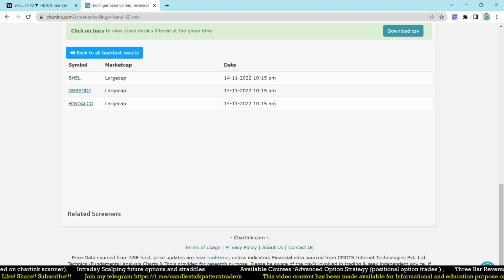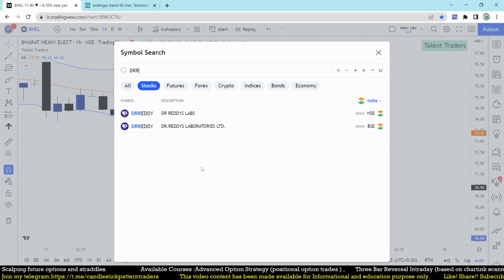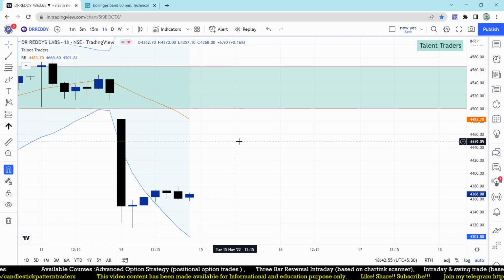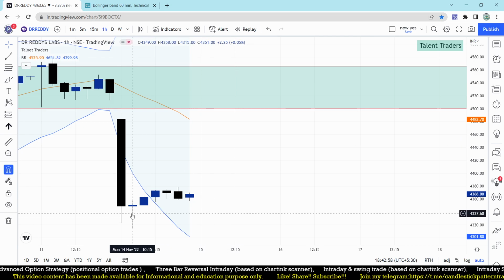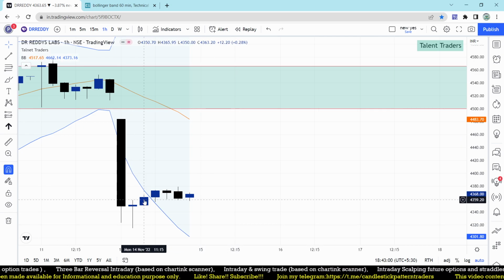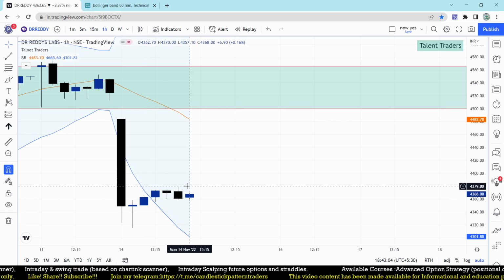Okay. And about Indalco and Dr. Reddy. Dr. Reddy, what is happening here also? That is forming a hammer kind of pattern. It's below the Bollinger Band. Once it broke above 4359, it went up to 4379.